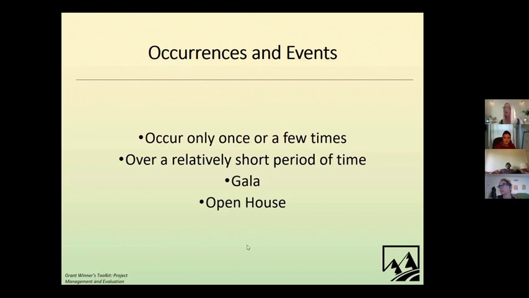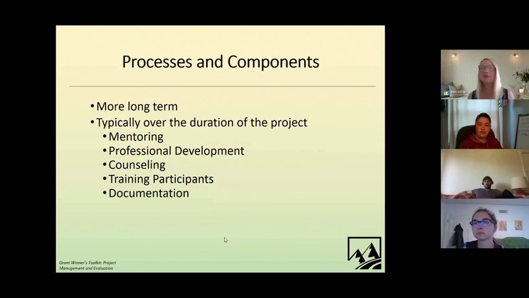And finally, this piece, processes and components, okay? Processes and components are just the words that we use to talk about the project activities that take place probably through the duration of the project. These are the things that we think about all the time: mentoring, professional development, counseling, training participants, even documentation itself falls into this category, right?